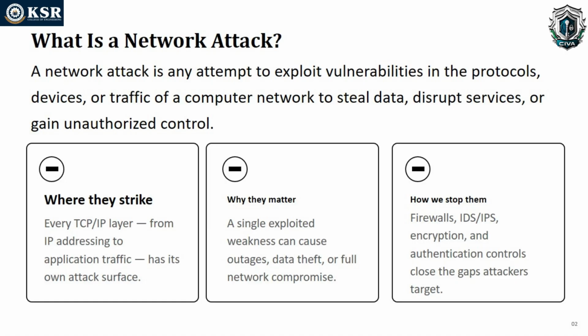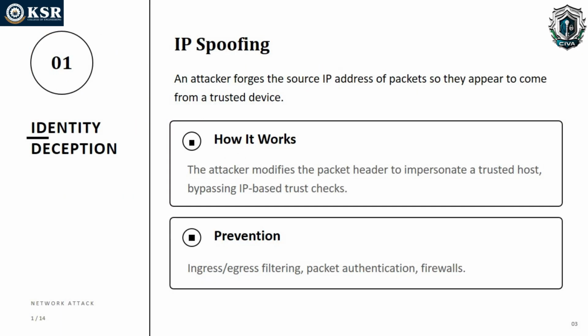IP spoofing. IP spoofing is a foundational network attack. The attacker forges the source IP address inside a packet header, so it looks like it's arriving from a trusted device, tricking systems that rely on IP-based trust. This can bypass simple access controls or set up bigger attacks like denial of service. Defenses include ingress and egress filtering at network borders, packet authentication, and properly configured firewalls that reject spoofed traffic.